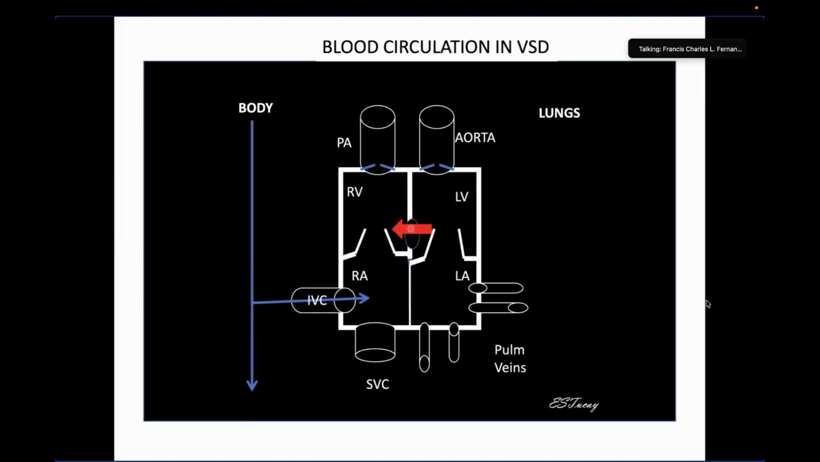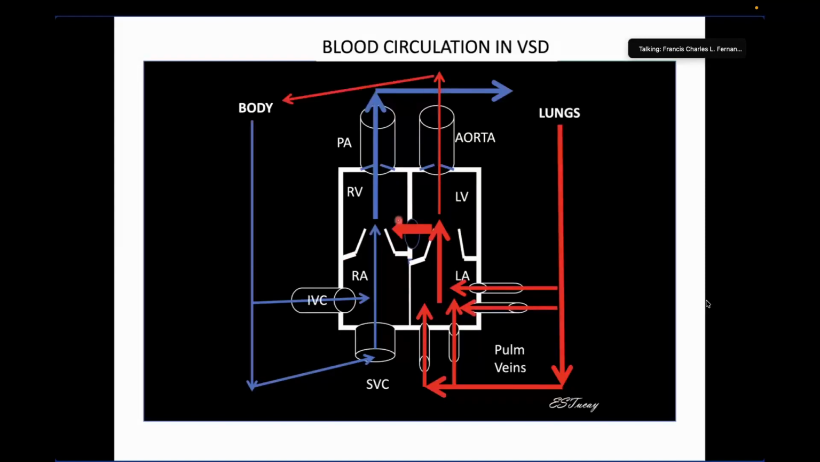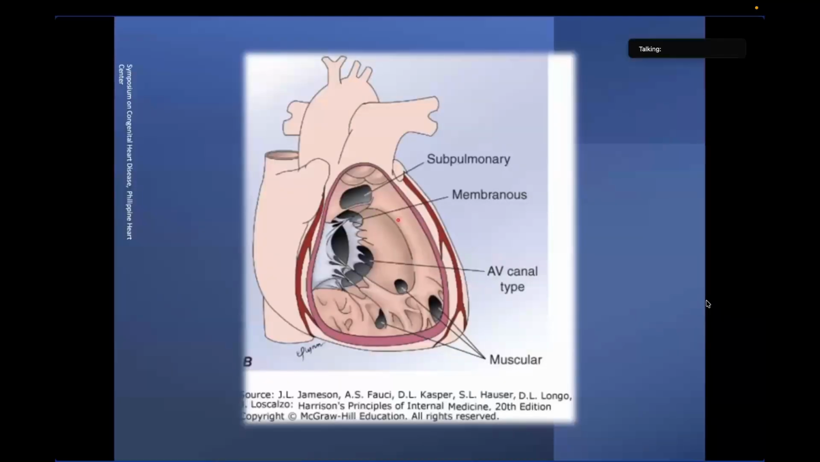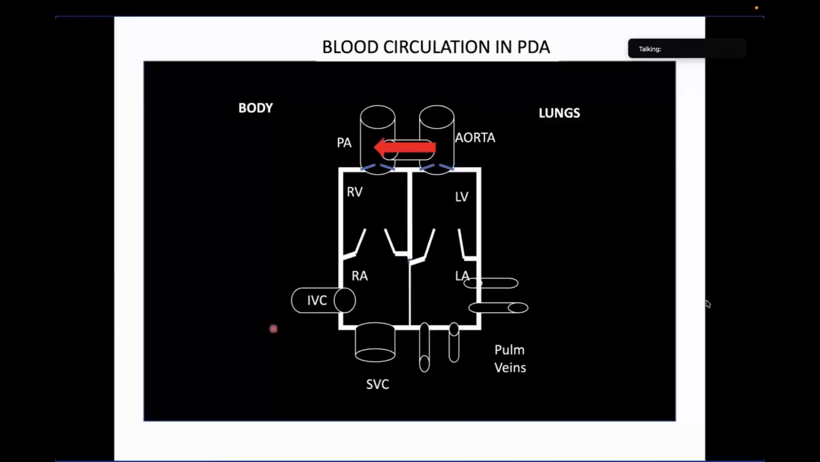But if the shunt is large, the right ventricle as well will have the burden of the pressure and volume that's coming from the left side. So again, a larger volume of blood going across the ventricular septum. Okay. So I will do the play. Let's see if this plays.